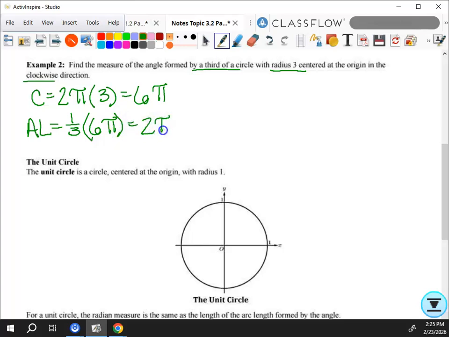You will not get 2 pi every time. That's just what happened here. Then theta is going to be, it's clockwise, so I know it's negative. I can stick my negative on there now. The arc length, which is 2 pi, divided by the radius, which is 3. And I got negative 2 pi thirds.